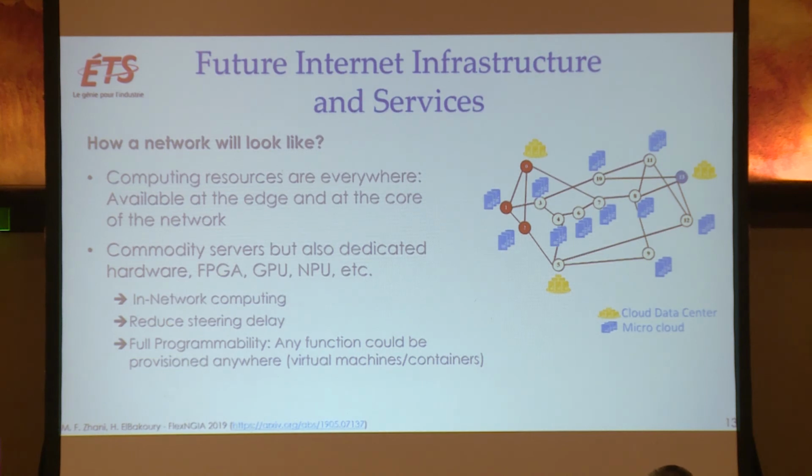What I mean by steering delay is that today, most of the time, we send the traffic to somewhere in a data center to be processed before sending it to the final destination. Okay, so this will add additional delays just to send the traffic to be processed. So if the network itself is able to do the processing, we will process the traffic throughout the way, for example, through the shortest path. And of course, this will offer us the promised full programmability. You can provision any function anywhere in the network. Today we are doing this using virtual machines, containers, but there are other technologies like P4 and so on that are used today.